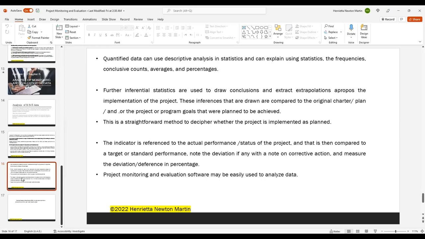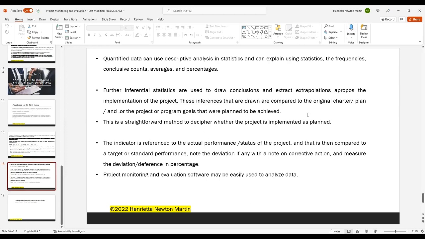the deviation, like how close you have matched the original plan, the original target or the standard performance, or what is the discrepancy, what is the level of deviation, if any, with a note on corrective action. You might put a note there in the last column on corrective action. I'm just repeating this again for you.